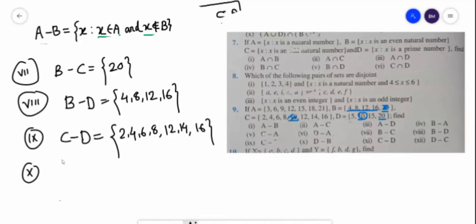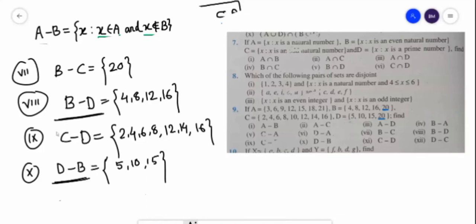Number 10, D minus B. For D minus B, what is the common element of D and B, and subtract it from D. The common element of D and B is 20. Subtract from D, then it will be 5, 10 and 15. In each case you can check B minus D and D minus B are not the same. Similarly, B minus C and C minus B, if you find, you will not get the same result.